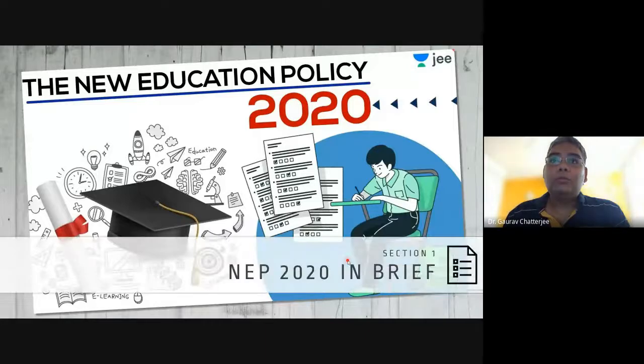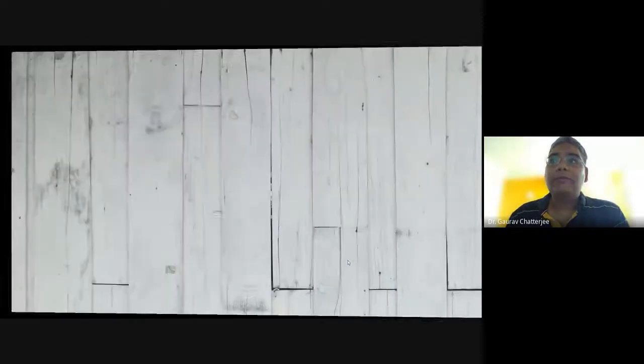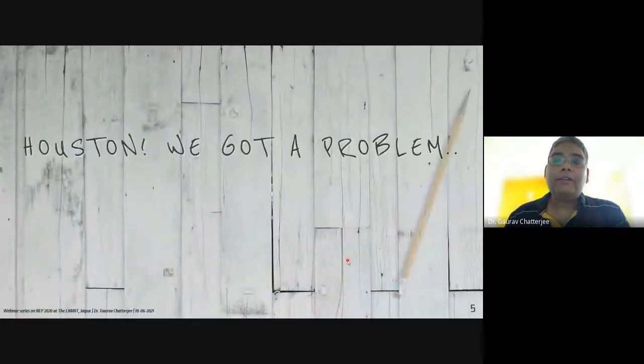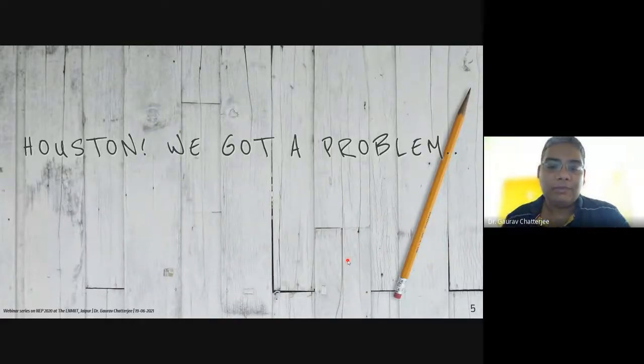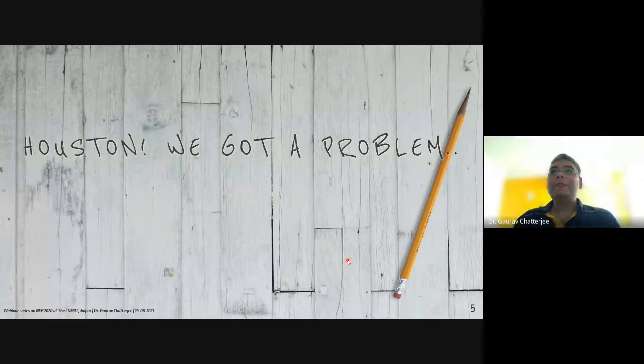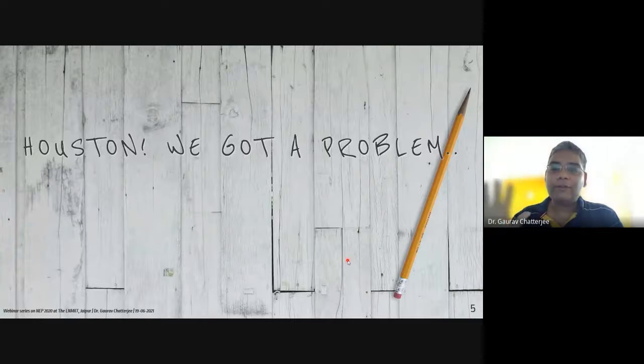So let's start with the NEP 2020 in brief. What the NEP 2020 is all about. Whenever the government tries to set a policy, it is basically to solve a problem. So definitely there has to be a problem which the government is trying to solve. And the government, in its very standard fashion, doesn't really give a solution. It gives us a set of policies that we might follow and which might have a solution to the problem.